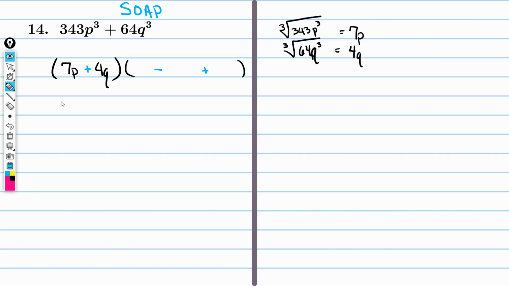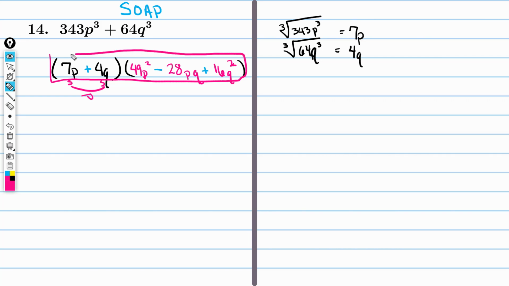So I create my second parenthesis by squaring the first. So that's going to become 49p squared, finding the product. So the product is 28pq, and then squaring the last, 16q squared. And that's our answer.